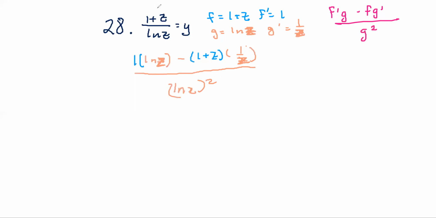So we're just going to simplify this down, and we're going to say ln z minus 1 plus z over z, all over ln z squared. And you can do some algebra to rework this and put it in maybe a nicer form, but it's really not going to get much nicer than this.